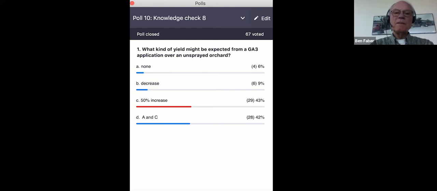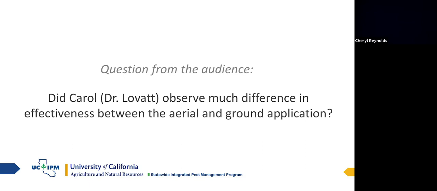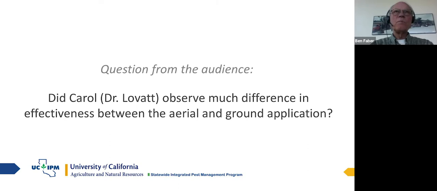What kind of yield might be expected from a GA3 application over an unsprayed orchard? None, a decrease in yield, a 50% increase, or A and C? And while they're answering that one, here's one. Did Carol observe much difference in effectiveness between the aerial and ground applications? Only ground applications were made in order to obtain the SLN. So the aerial application rates are extrapolations from what was done on the ground.